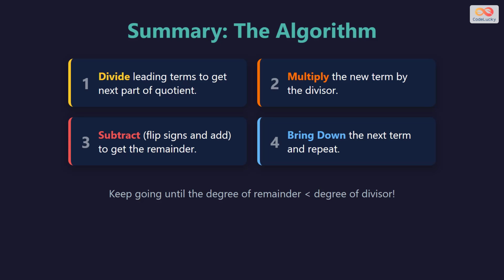To summarize, just remember the algorithm: divide, multiply, subtract, and bring down. Keep repeating this loop until the degree of your remainder is less than the degree of your divisor. With practice, this becomes second nature.